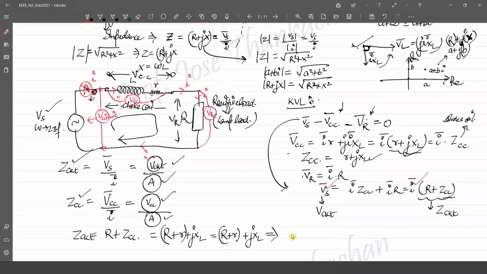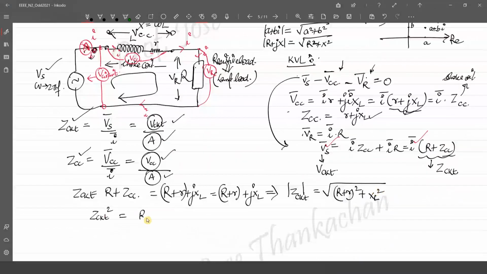This implies the magnitude of Z circuit will be nothing but the root of R plus small r the whole square plus XL square. We have already seen how to find the magnitude of complex quantities: root of real part square plus imaginary part square. The same applies for R plus Jx also. Now if I square both sides, Z circuit square will be equal to R plus small r the whole square plus XL square.